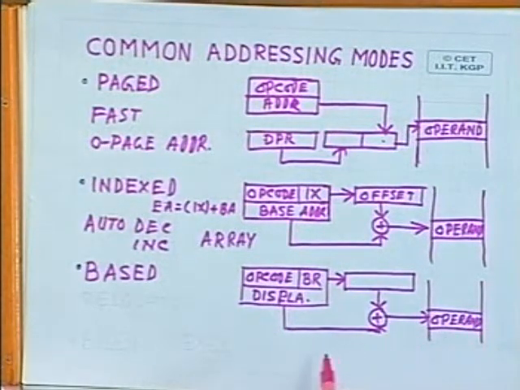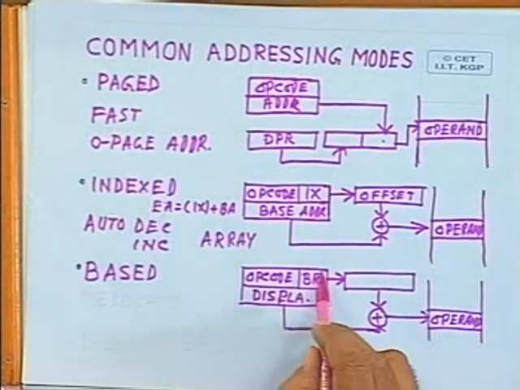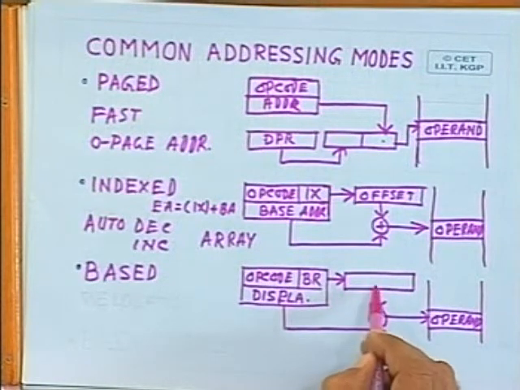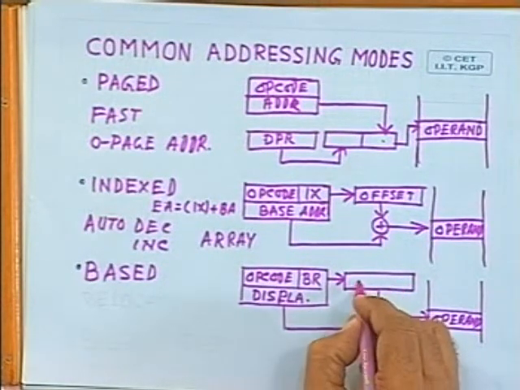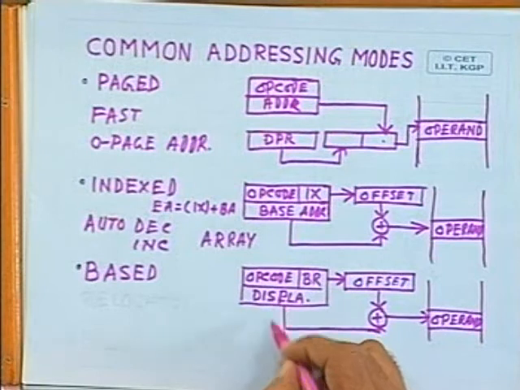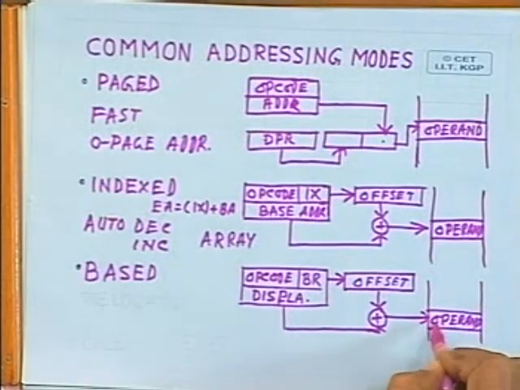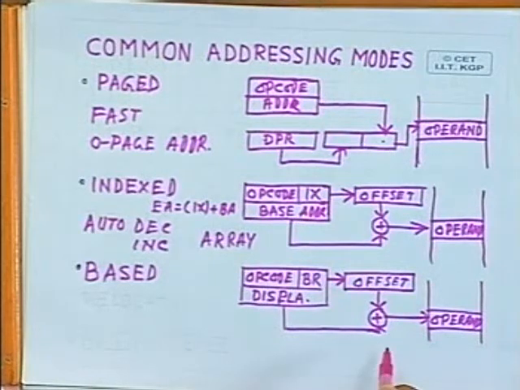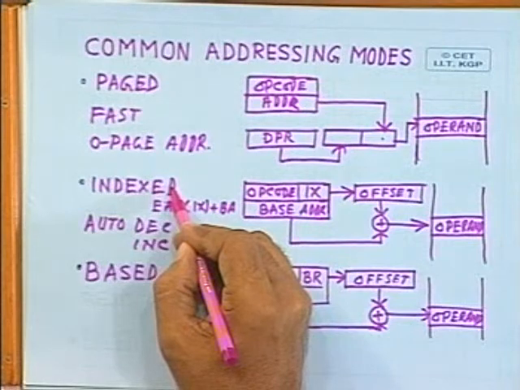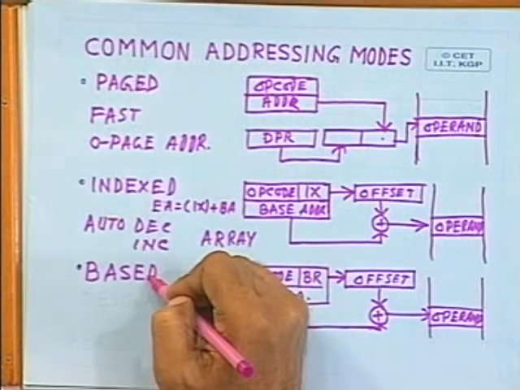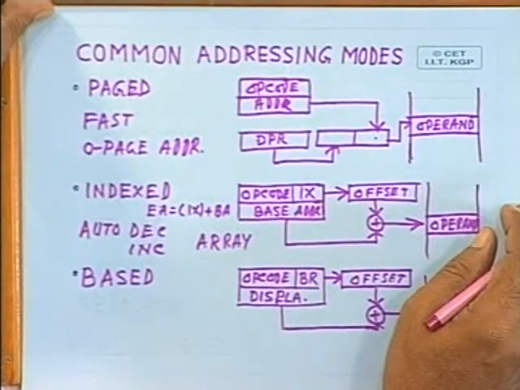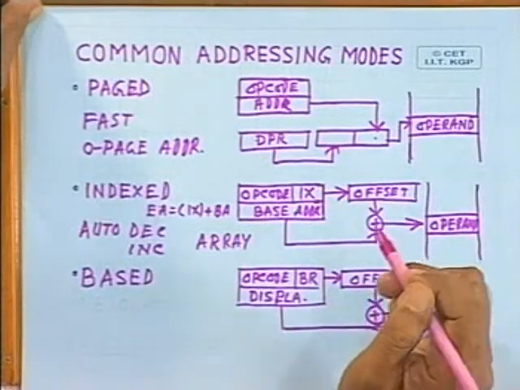Now, in this particular case, as you can see here, the base register is providing some offset. Here is also some offset, which is added with the displacement to get the operand. You may be asking, in what way it is different from indexed addressing, and why a separate addressing mode has been provided although the address generation mechanism is identical. Actually, the purpose of based addressing is different.